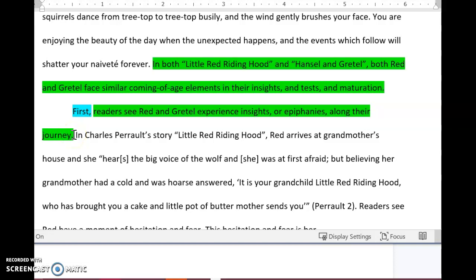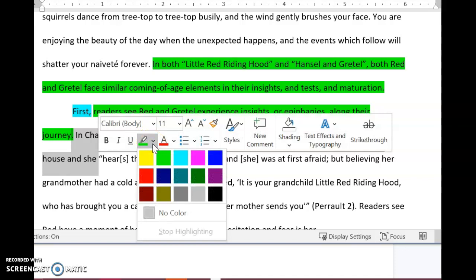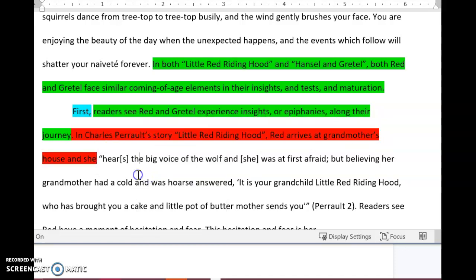So in Charles Perrault's story, Little Red Riding Hood, Red arrives at her grandmother's house, and so that is my information, kind of some background information. So I'm just going to highlight that in red for right now. And then I have my quote.